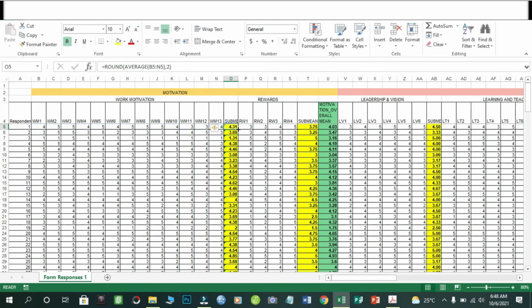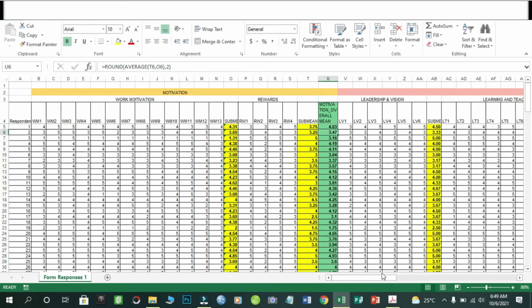Okay, for a shortcut you can have this. As you can see, it has a plus sign on the cursor, then double click it, so it will automatically have the formula applied on this column. Okay, and the same procedure for rewards, the same formula, ROUND AVERAGE. Then you will now get the overall mean for motivation. This is in green color here, so just get the average of these two.